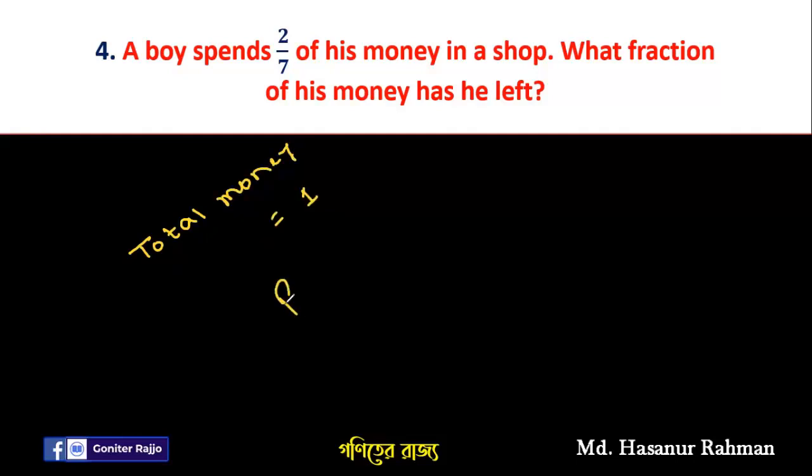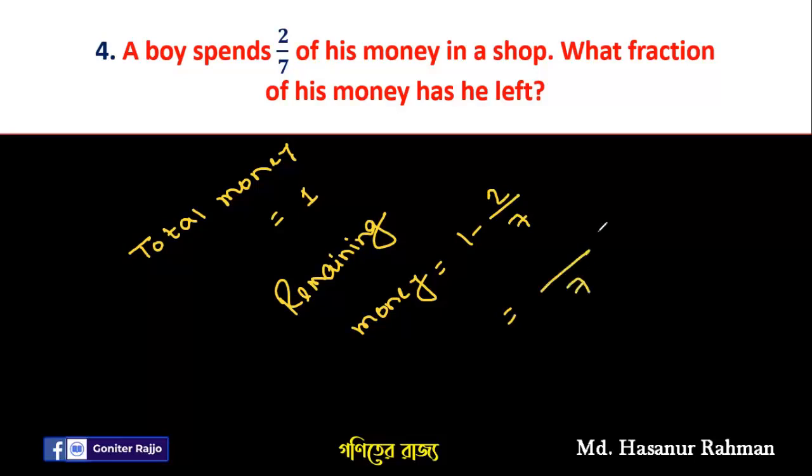Then what will be the remaining? So remaining money will be 1 minus 2 by 7. So 7 7s minus 2. So 7 minus 2, that will be 5 by 7.